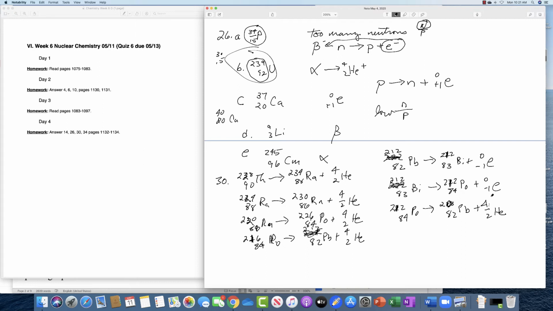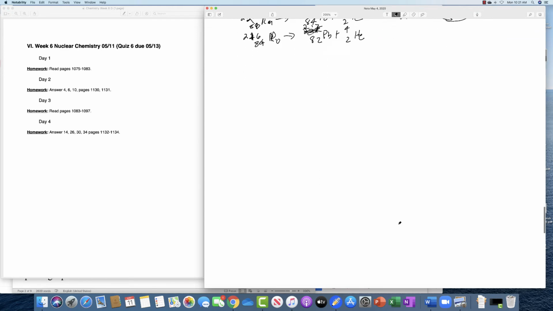Then with 2 beta particles, you just step back up. Then you end up here, and then with the last alpha decay, you end up where you're supposed to be. So that's number 30.